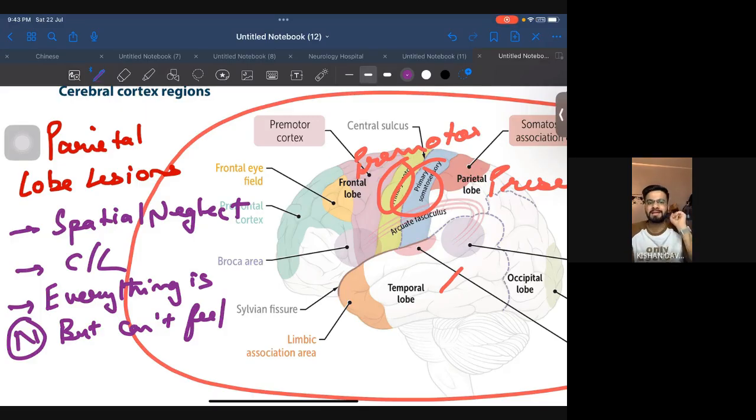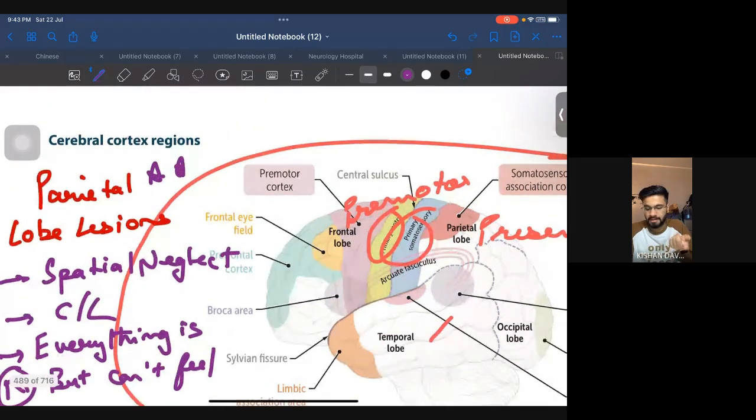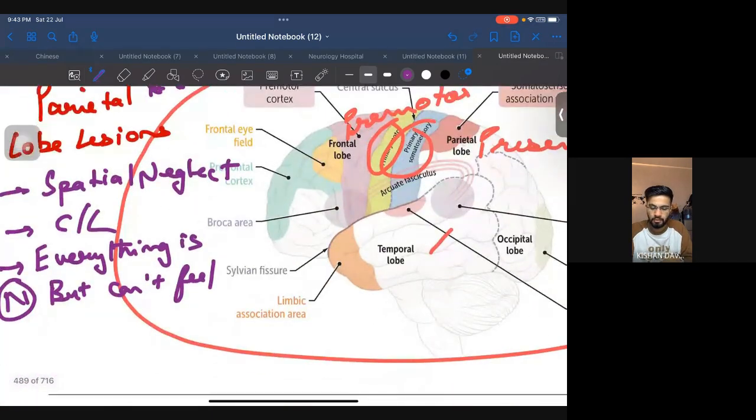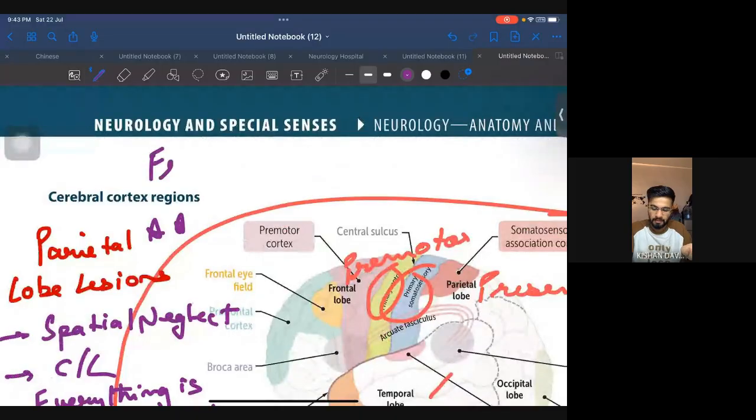Where is the lesion? The answer will be right parietal lobe. It is contralateral, spatial neglect. This is very important. A question has come in the NBM. Now if there is a problem in the frontal lobe, you know it is about personality. So if there is a problem in the frontal lobe, there will be personality disorder.